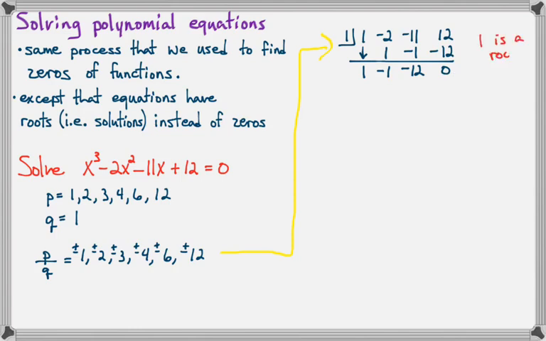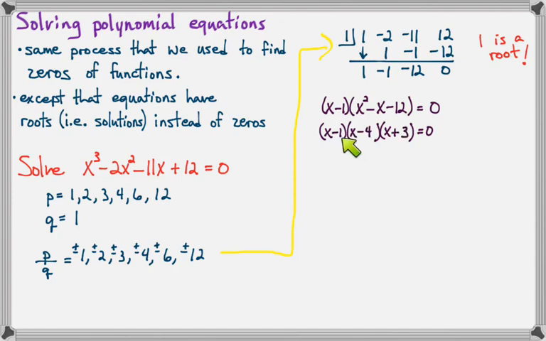Alright, so now I've succeeded in breaking this down into two factors. The x minus 1 that I know from here, and the other factor is x squared minus x minus 12, which I see here. And if I can factor this, which I think we all can do with no trouble, then I can see my three solutions. I'll get 1 and 4 and negative 3. And these are the solutions to the equation.